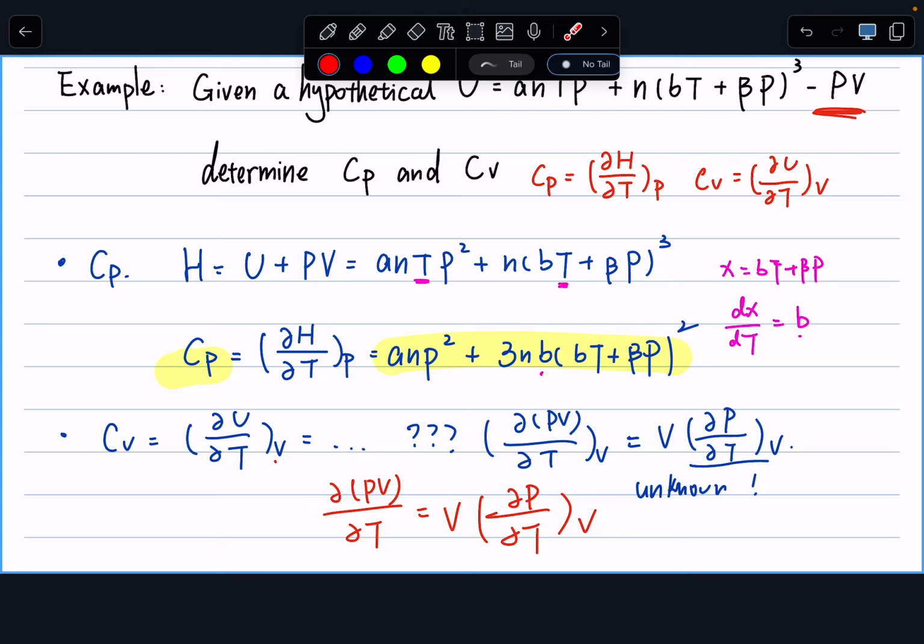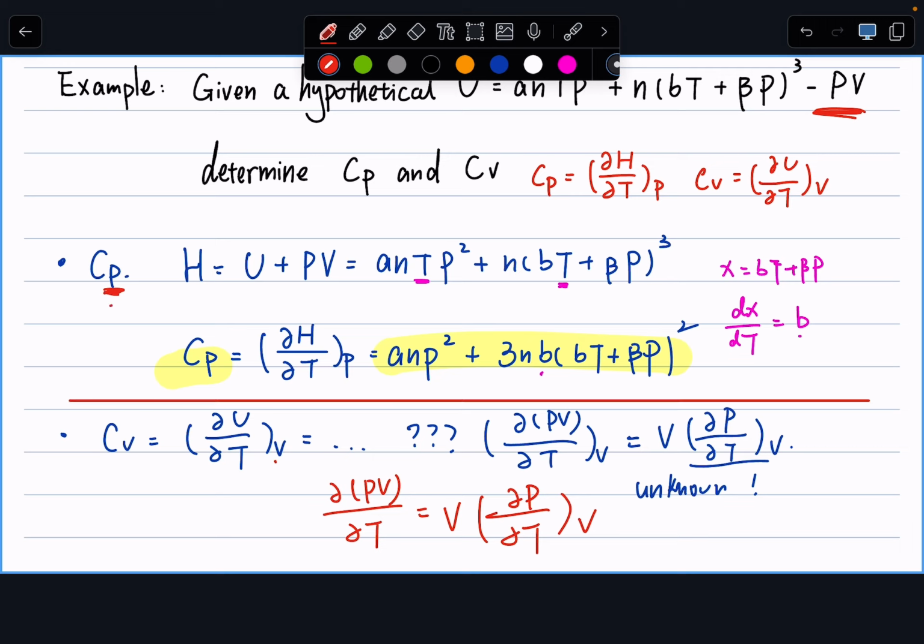Yes? You treated pressure as a constant in the other terms. Yeah, so remember, when we're solving for CP, we're treating pressure as a constant because we're claiming the pressure is a constant when solving for CP. But when we're solving for CV, we can't specify pressure as a constant. We only specify volume as a constant. So the whole term is just non-derived. It's not just the PV at the end.